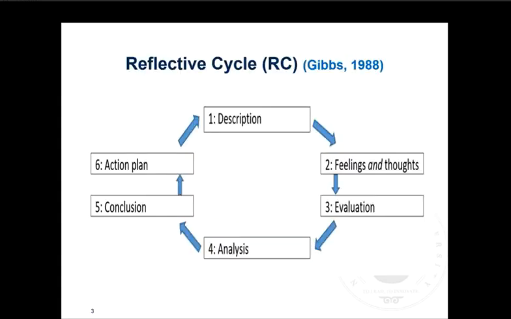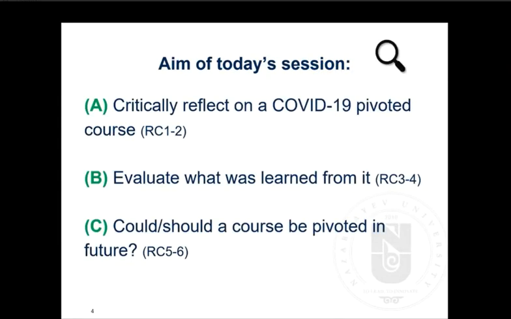So I'm going to use Gibbs reflective cycle, which has the 6 different stages: description of the experience, my feelings and thoughts about what happened, an evaluation and analysis, and then some conclusion and action plan. So that's the kind of framework I'm going to use to reflect on what happened. Okay, so I'm going to integrate that framework into the structure of the presentation.